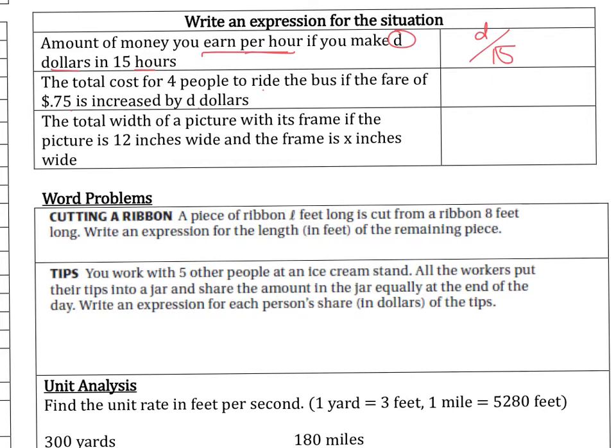So the fare 0.75 or 75 cents is increased by D dollars, and there are 4 people in all, so you need to multiply this quantity by 4.